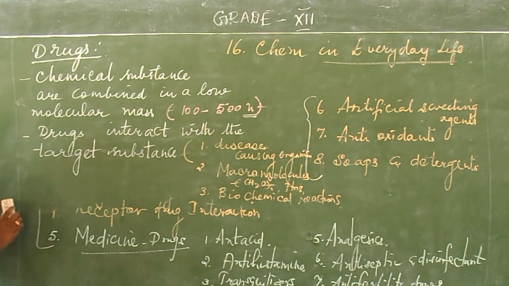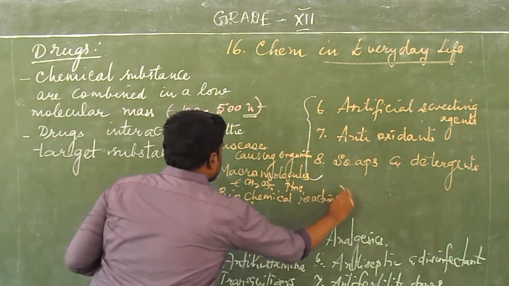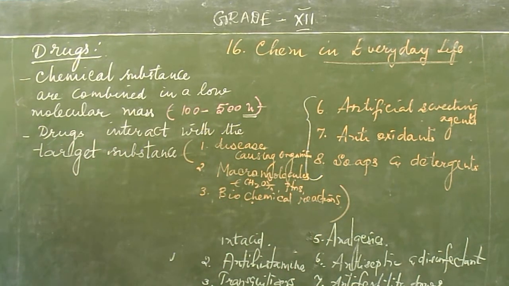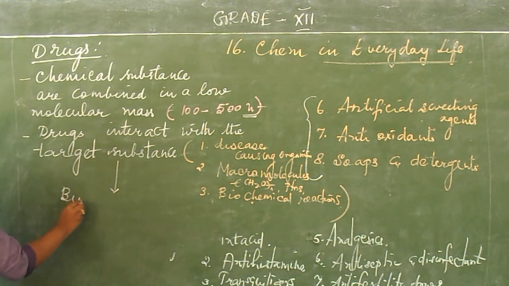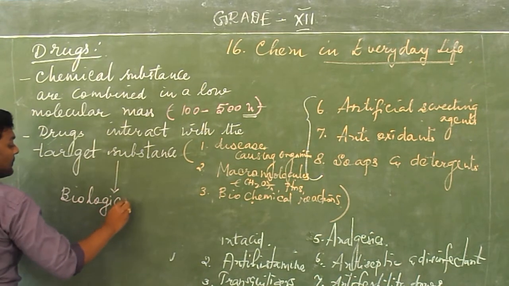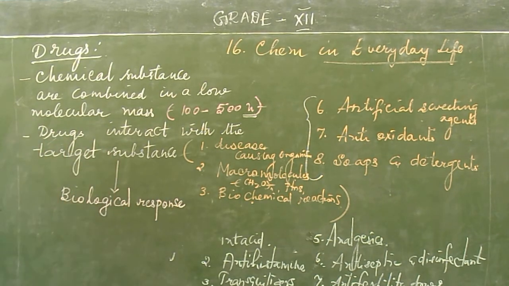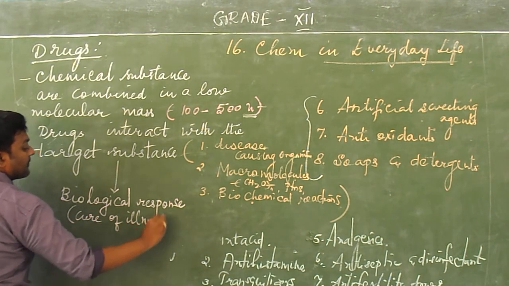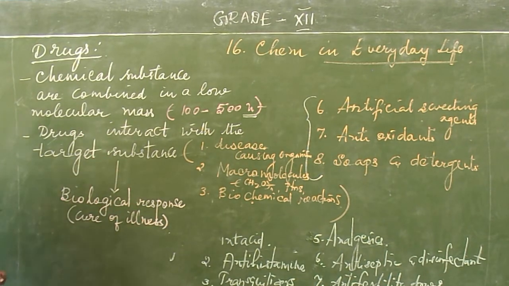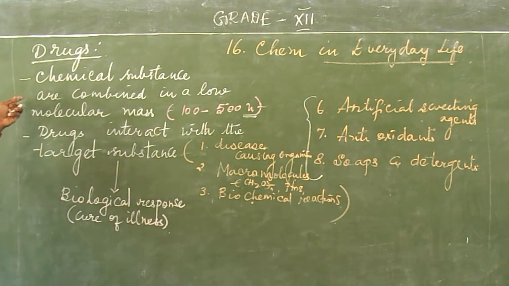Okay, so when it interacts with the target substances like disease-causing organisms, macromolecules or biomolecules, immediately it will produce a biological response. What is that biological response? The biological response is the ultimate cure of illness. Understood till this?